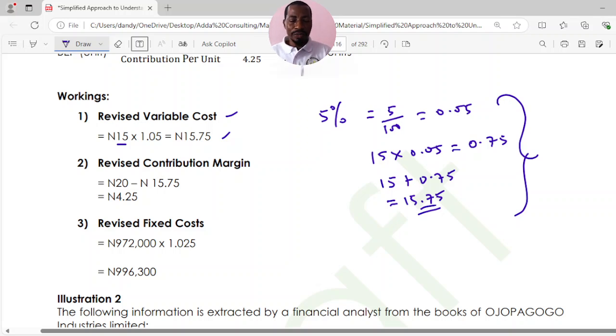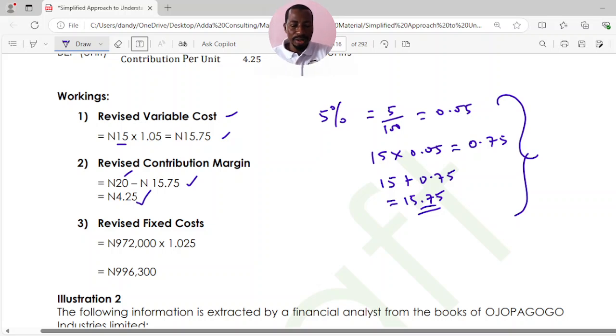Then, once the variable cost changes, like in this case where variable cost has increased to 15.75, it means that we need to recompute our contribution margin. The selling price is 20 naira. It's not changing. The new variable cost is 15 naira 75 kobo. Therefore, the new contribution margin per unit is now 4 naira 25 kobo.